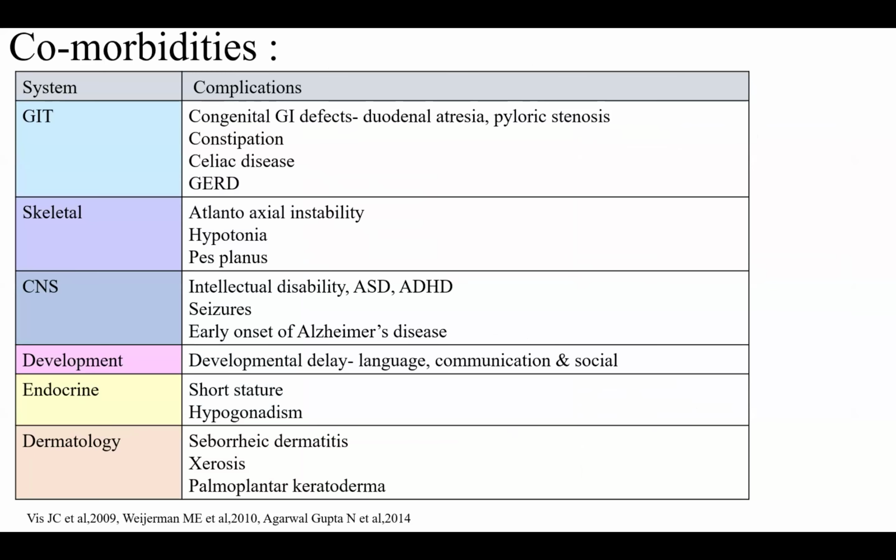And developmental delay could be in language, communication, and social domains. And in endocrine, a Down's child generally will have short stature and hypogonadism could be there. And in dermatology, seborrheic dermatitis, cutis marmorata, and palmoplantar keratoderma can also occur in a Down's child.